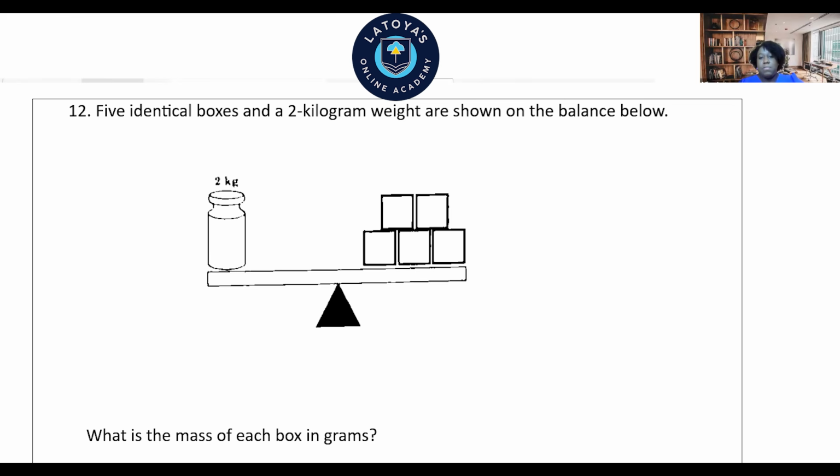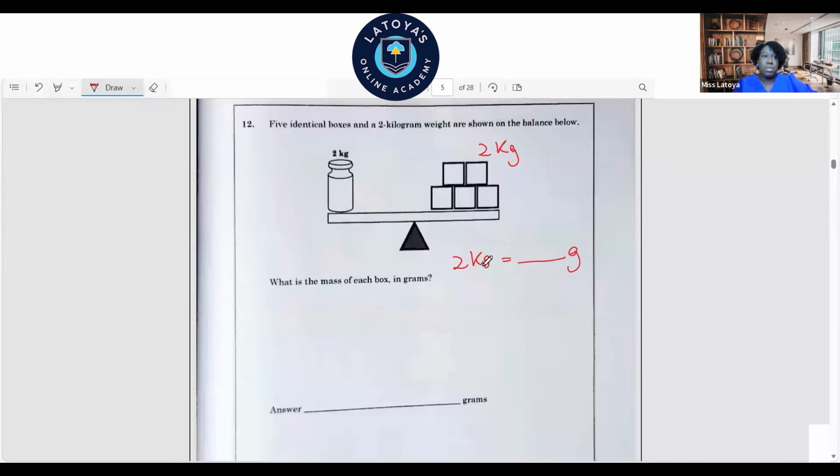So we will convert 2 kgs to grams. What do we do when we are going from a big unit to a small unit? We multiply by 1,000. So that is 2,000 grams. And we have 5 identical squares. So we're going to divide 2,000 by 5.